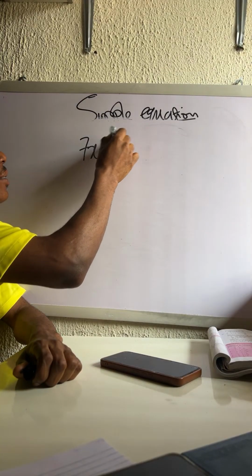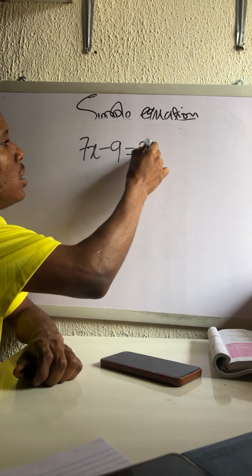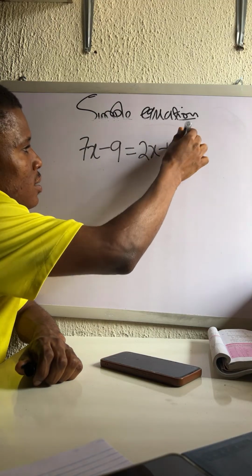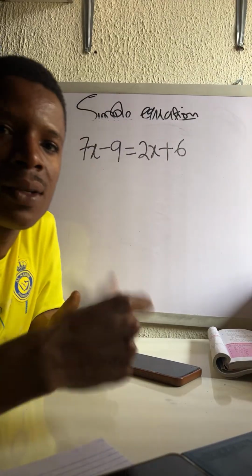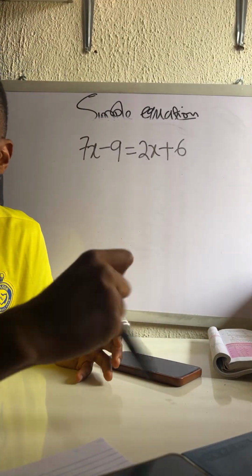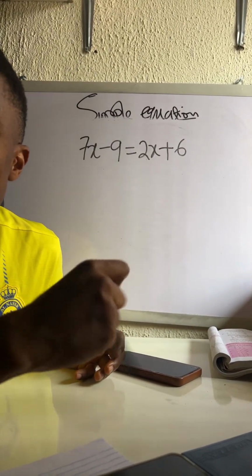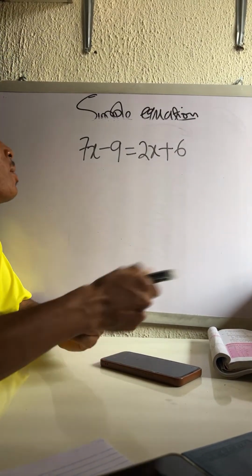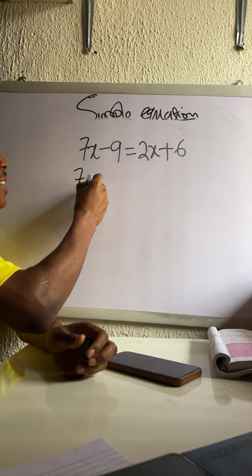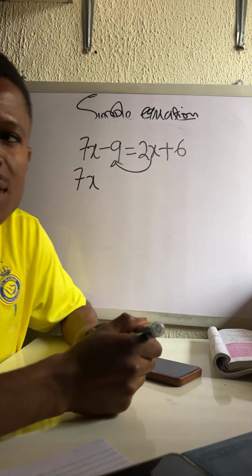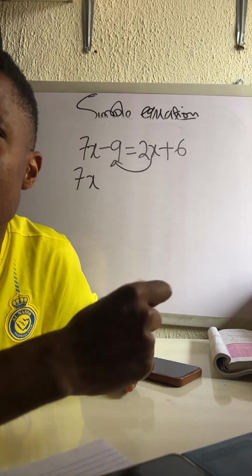So we'll have the next one: 7x minus 9 is equals to 2x plus 6. Let's look at this one. 7x minus 9. So the next one we'll do is 7x. What do we do? Once 2x crosses the equality sign, does it become positive or negative?